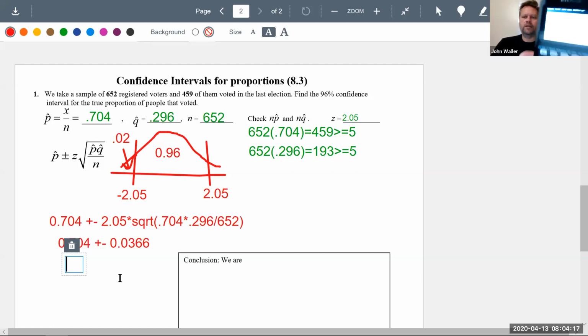Here's what I get when I do those two things. You guys see that? 0.667 to 0.741 if I round it. 0.667 to what did I say? 0.741.